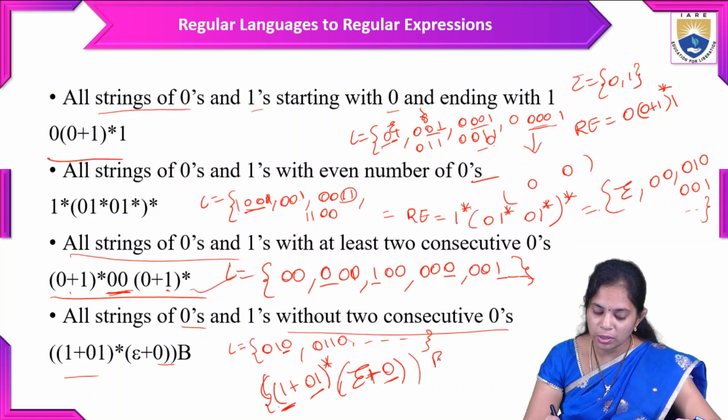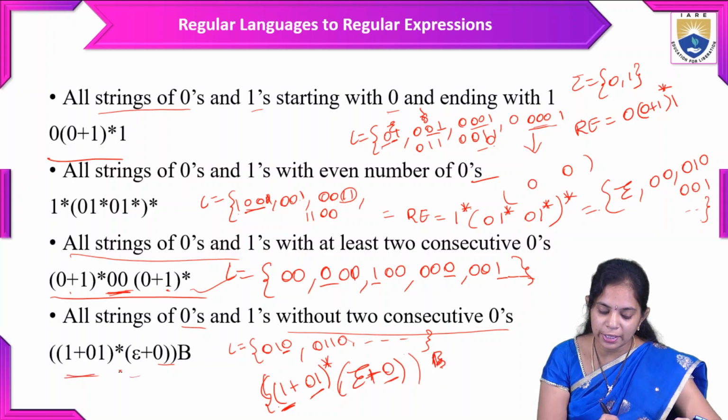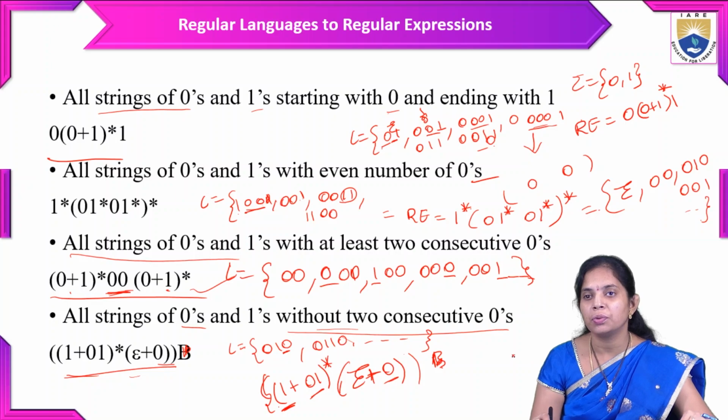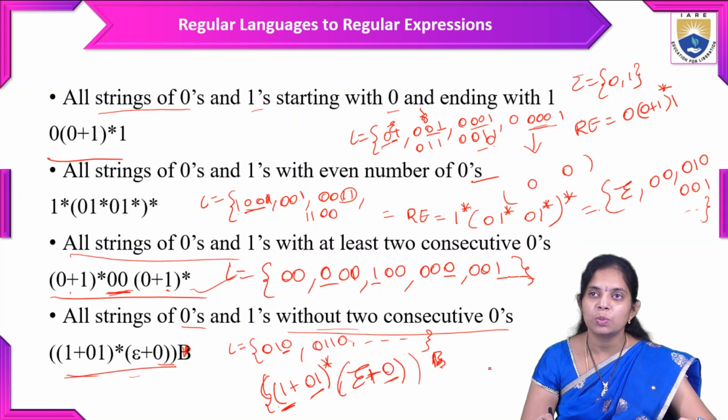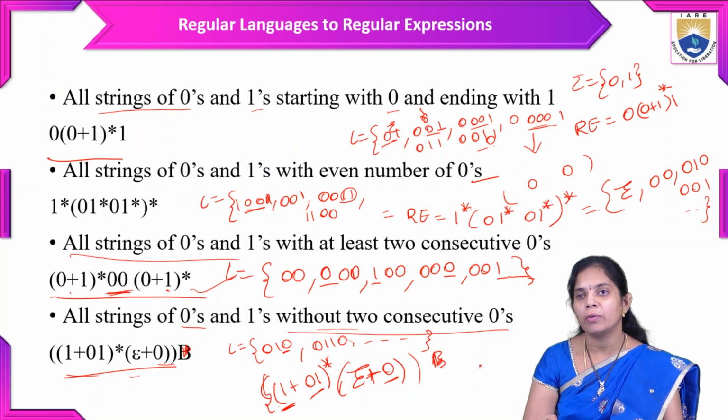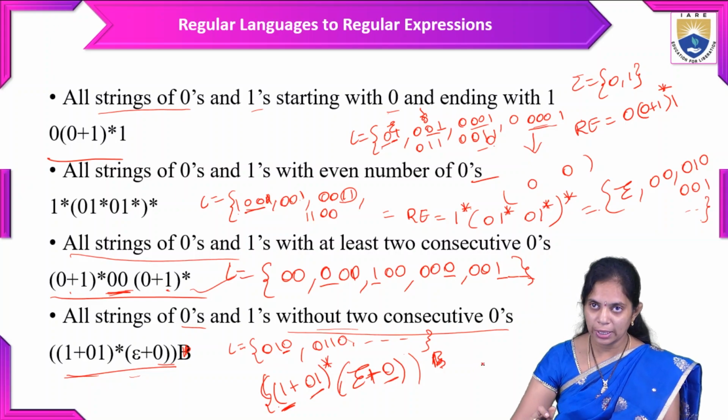So this is the regular expression for the language without two consecutive zeros. So these are all the regular expressions we converted from regular languages; a regular language given as input, we can convert into a regular expression.